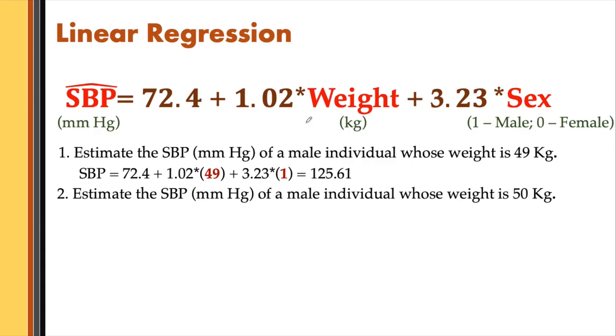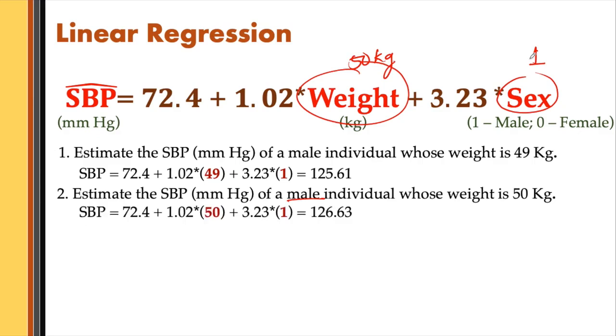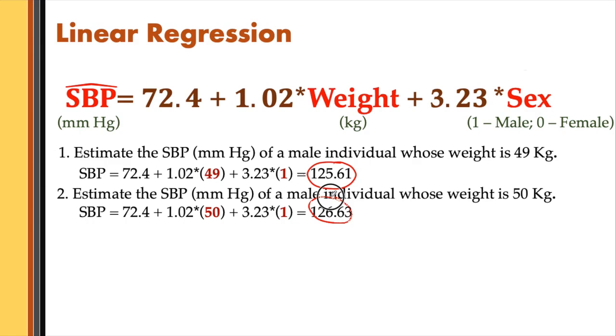How about if we're asked to estimate the systolic blood pressure of a male individual whose weight is 50 kilograms? In other words, this will now be 50 kilograms and the sex would still be 1, since this is male. So our estimate for systolic blood pressure is 126.63 millimeters of mercury. Now, notice here that from 125.61 to 126.63, the estimate of the systolic blood pressure increased by 1.02 millimeters of mercury.